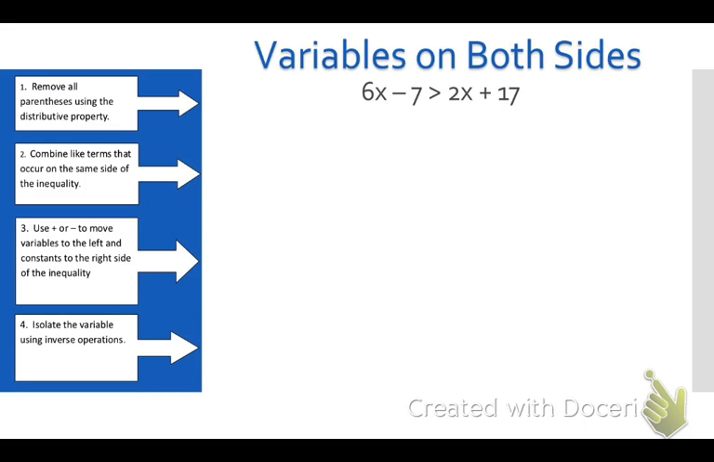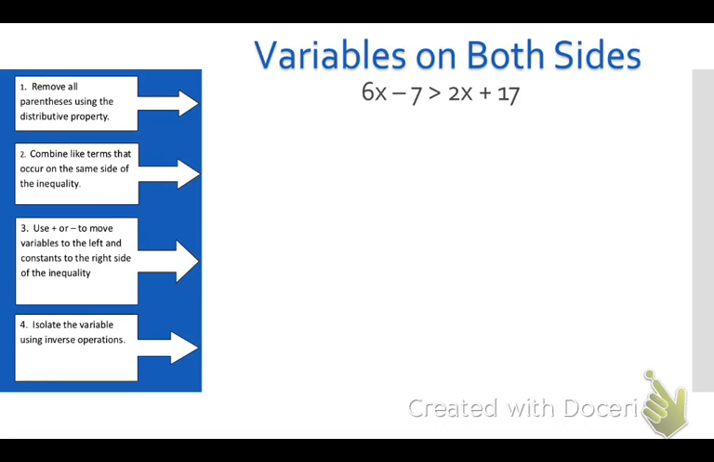Now, let's look at some problems where we have variables on both sides of the inequality. And there are some tips I've given you on your note sheet. First thing you want to do is, if there's parentheses, you're going to apply the distributive property. If there's not, you're going to look for any like terms that occur on just one side of the inequality, either here or over here. Now, we don't have any like terms on either side, so I'm going to go to step 3.